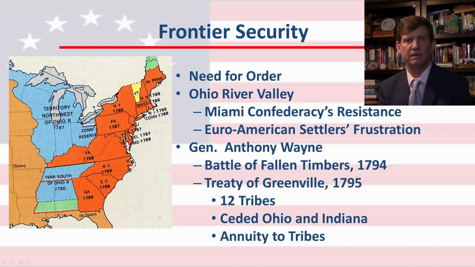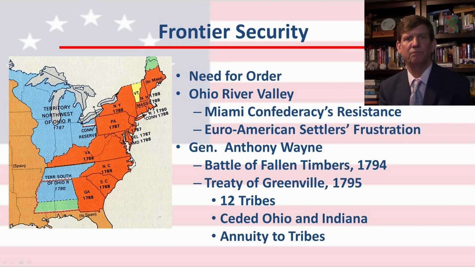At the Battle of Fallen Timbers, he had success, 1794. This then produced the Treaty of Greenville in 1795. The 12 tribes that made up the Miami Confederacy signed an agreement and ceded Ohio and Indiana to the new republic. The word cede means to give up. They had controlled this region for generations. They had expected to maintain control because they had an agreement with the British. They had an agreement with the French. That agreement was broken by the American Republic.